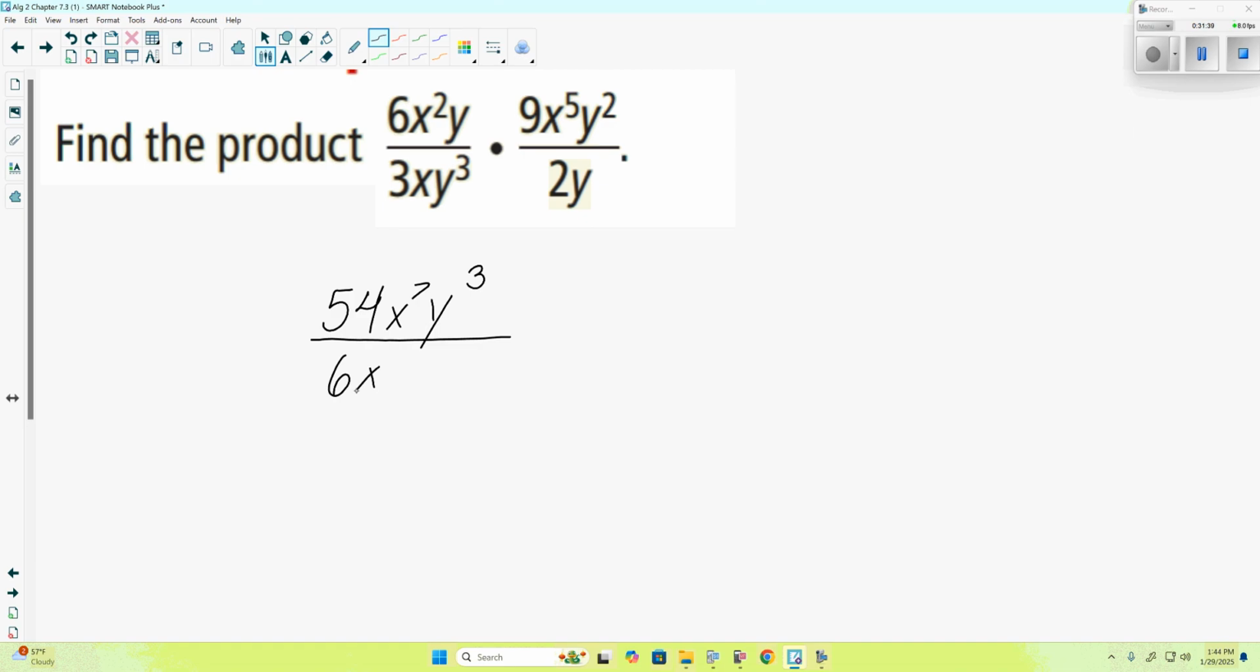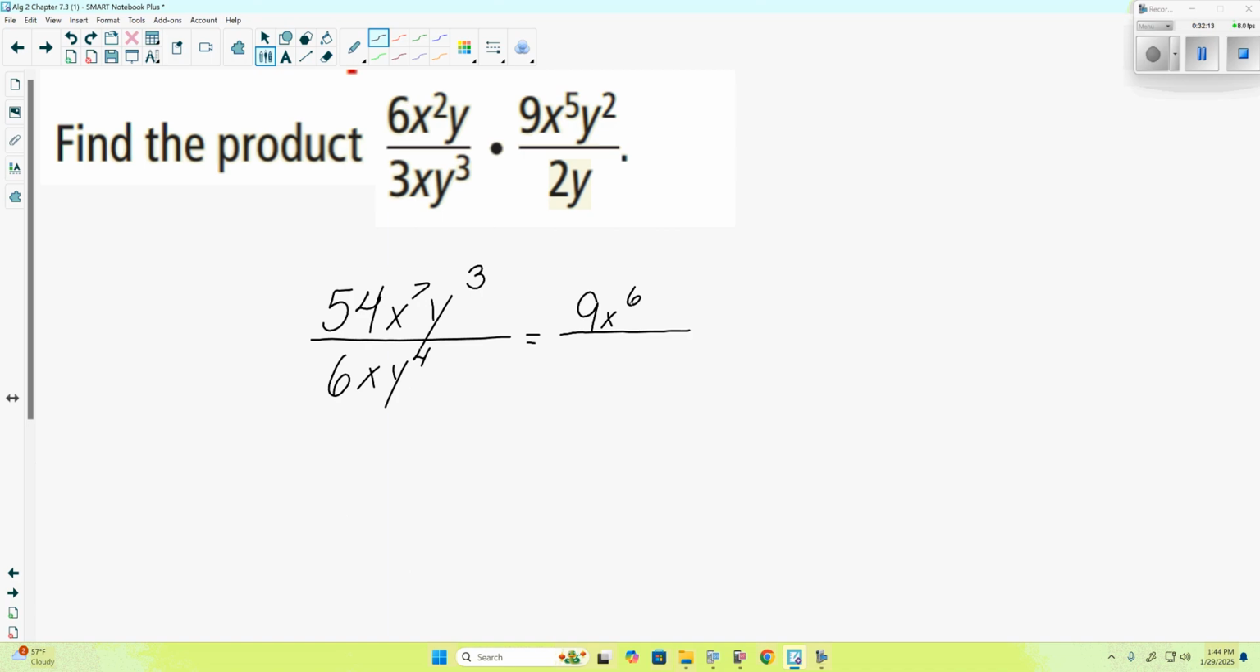x, there's only one of them. y cubed times y would be y to the 4th. So 54 over 6. Well, they both have a common factor of 6. So 54 would reduce to 9 if we factor it out, and 6 would reduce to 1. The x to the 7th, we can remove an x from it on top and bottom, giving us x to the 6th on top.